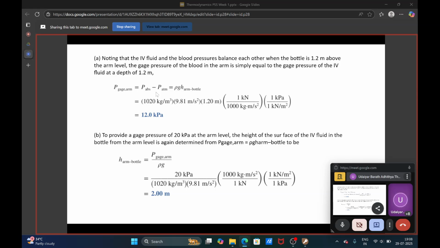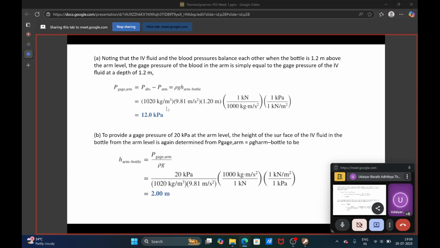Both the bottle and the arm are subjected to atmospheric pressure. So whatever the atmospheric pressure is, plus the difference created by the elevation, that is the total pressure acting when it is entering the blood vessel. At this point both pressures are balanced. So the gauge pressure here will be just the difference, absolute pressure minus atmospheric pressure, which comes out to be rho g h.